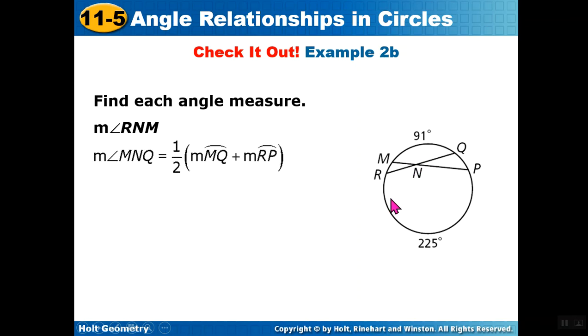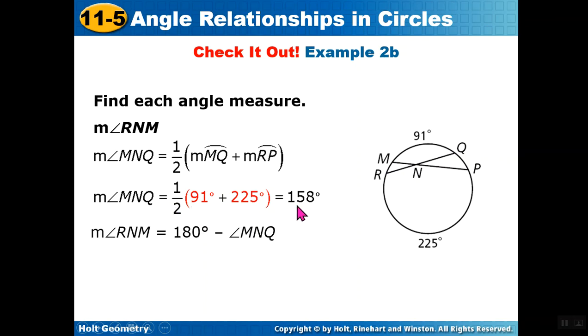Okay, let's start the solution. The measure of angle MQ is equal to half of the two measures MR and QP, but we don't know either of them. So here the measure of MQ is equal to half of 91. Look, we found this angle here. It is 191 plus 225 divided by 2 to get 158, this obtuse angle. How do we find this acute angle? This acute angle and this obtuse angle form a linear pair. So we subtract from 180 to get 22 degrees for this small acute angle, which is also equal to this angle, 22 degrees.